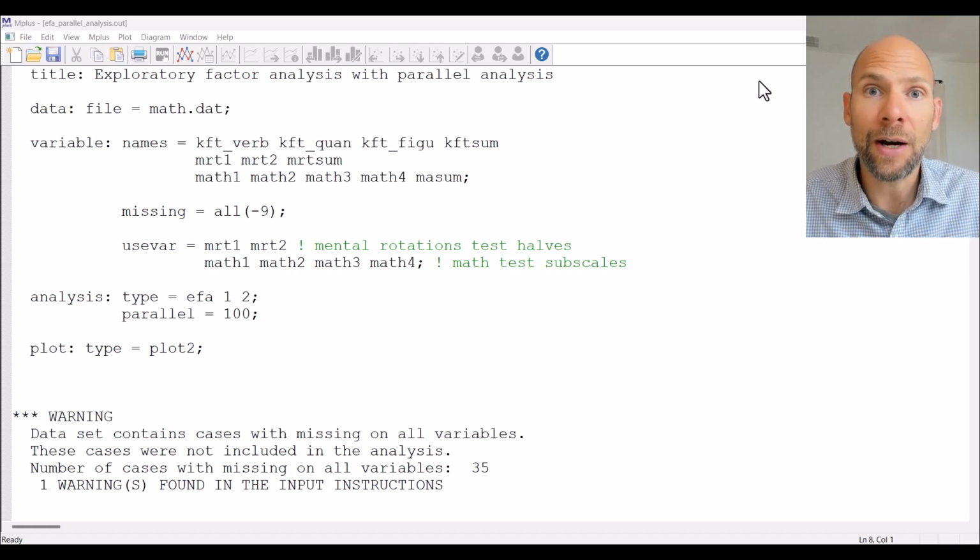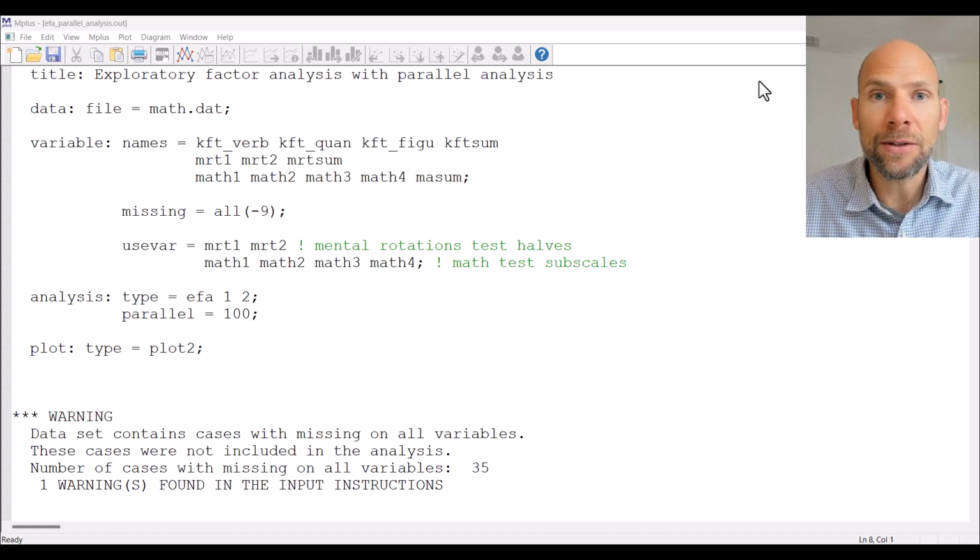In this video, I want to walk you through an exploratory factor analysis in Mplus, and specifically, I want to show you how you would make a decision about how many factors to retain in an EFA in Mplus. So what criteria, what fit measures does Mplus offer that you can use to find out how many factors you should use in your exploratory factor analysis.